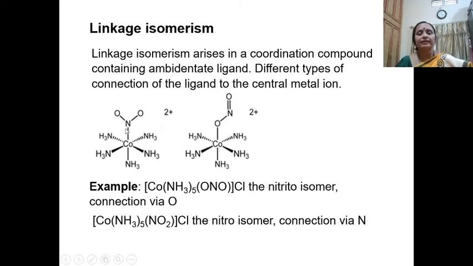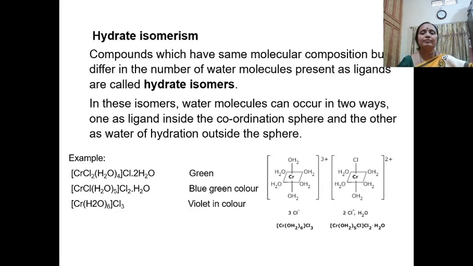So, such isomerism arises in coordination compounds with the same composition but where the linkage is different. In this case, nitrogen is linked to the central metal ion cobalt, and in this case, oxygen is attached to the central metal ion. Such isomers which have the same composition but differ only in the connection of the ligand to the central metal ion are called linkage isomers.